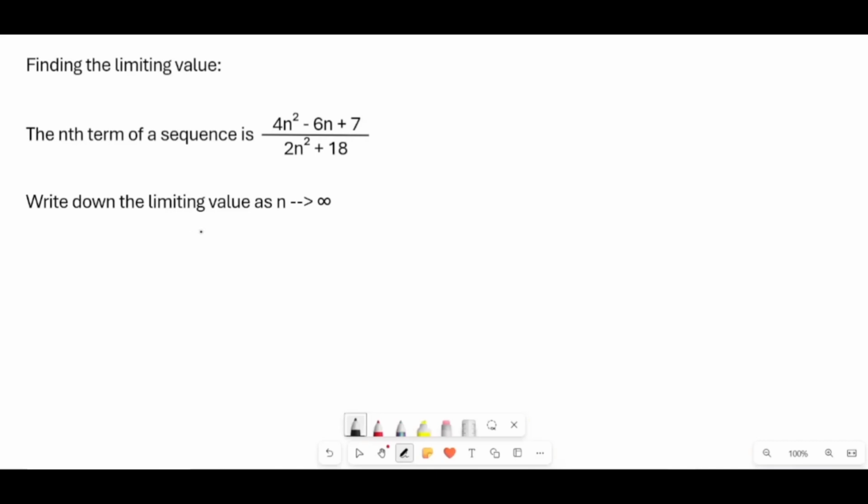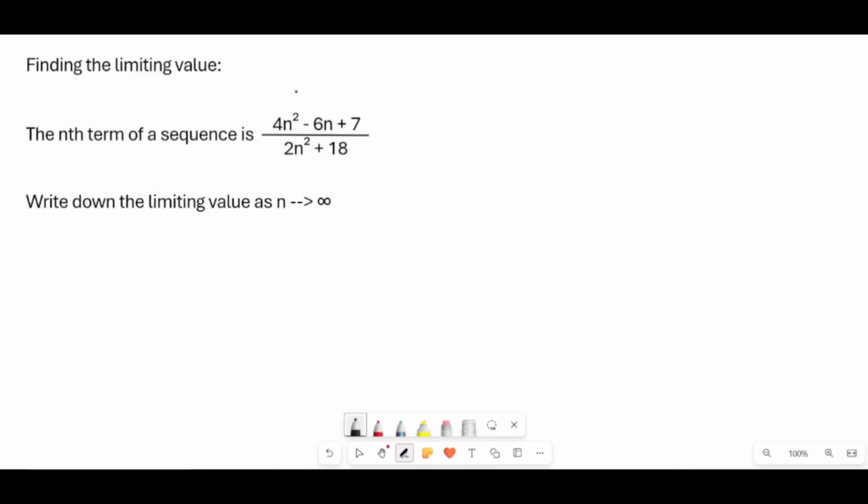So we've got this question here, and at first it might look a little bit complicated, but I'm actually going to explain why it's really not. So the nth term of the sequence is 4n squared minus 6n plus 7 over 2n squared plus 18. Write down the limiting value as n tends to infinity.